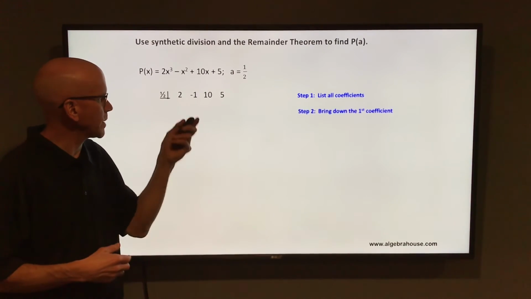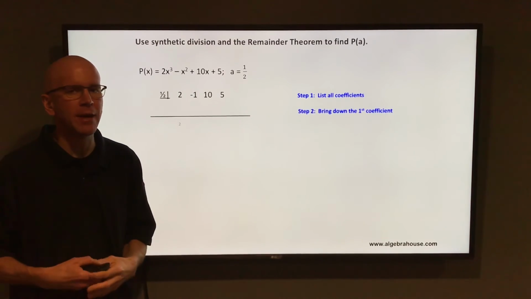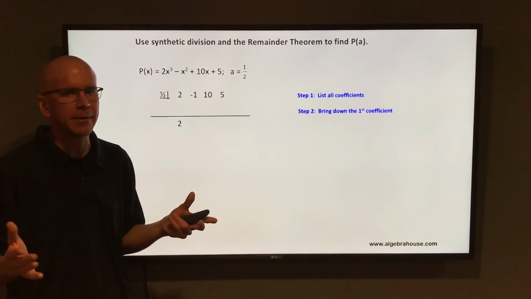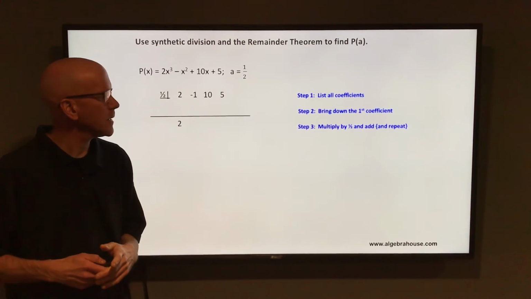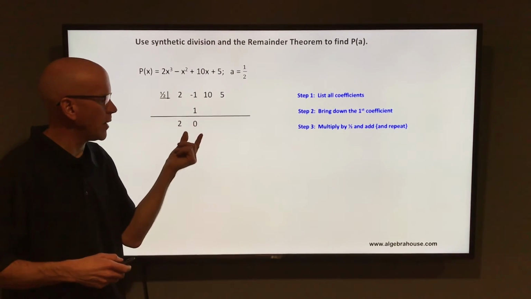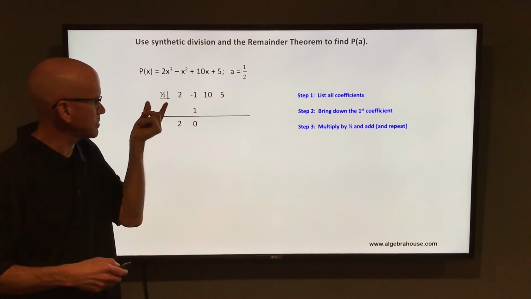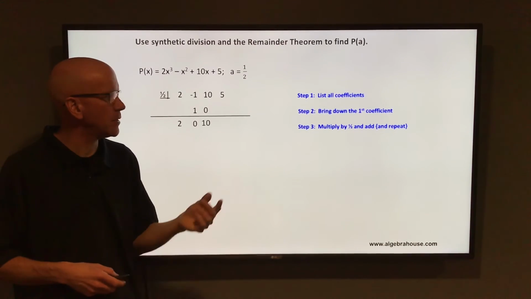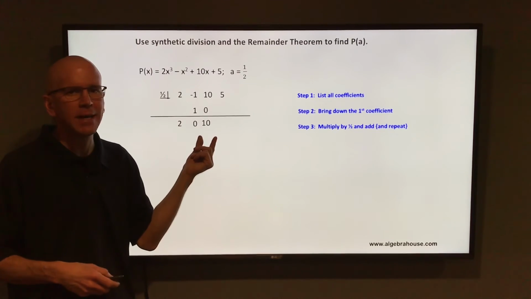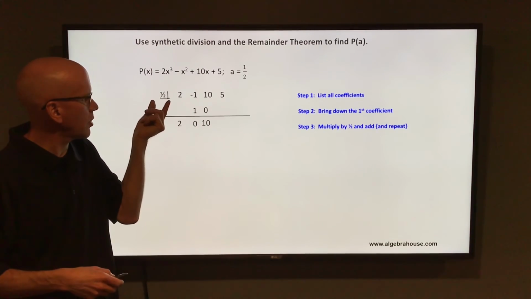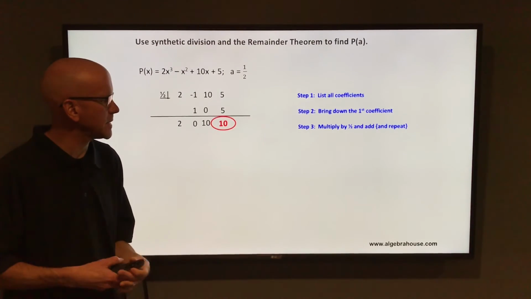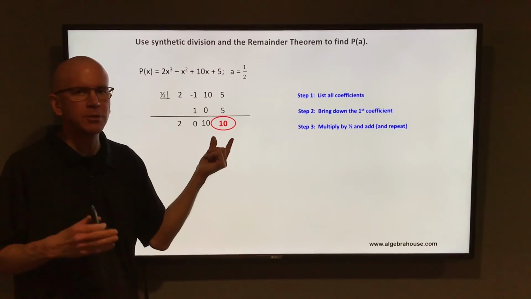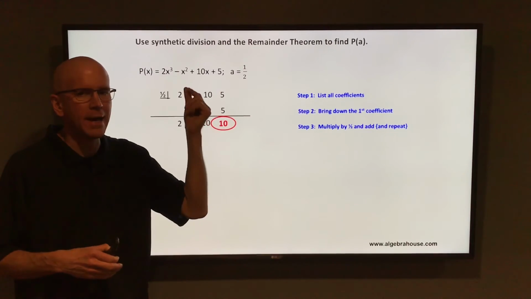And then bring down that first coefficient, so we're going to bring down that 2. Then you just multiply and add. Go back to the box, multiply 1/2 by 2, that is 1. Then you're going to add -1 and 1, that is 0. Back to the box, multiply 1/2 by 0, that is 0. Then add 10 and 0, that is 10. And go back to the box and multiply 1/2 by 10, that is 5. And when you add 5 and 5, that is going to be 10. So that 10, that is what you get when you substitute 1/2 in for x.